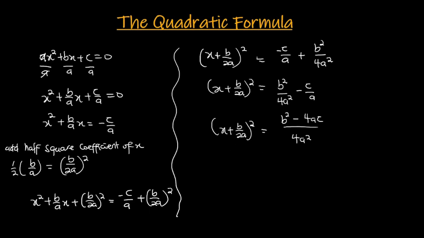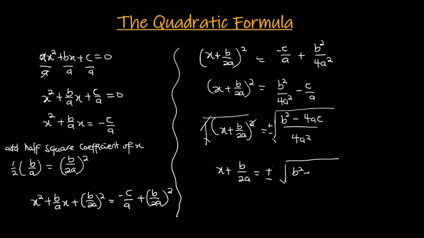Alright, so from here I need to get rid of the square term to make x the subject. So I find the square root over here. So this becomes plus or minus the square root of this entire expression. Since we are introducing a square root sign, we introduce plus or minus. This cancels this, so we have x plus b on 2a is equal to plus or minus the root of b squared minus 4ac all over 4a squared.